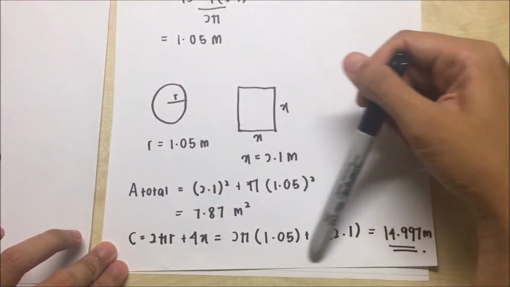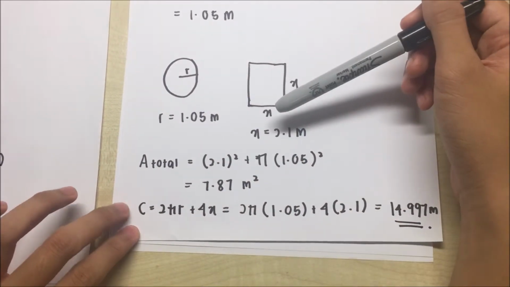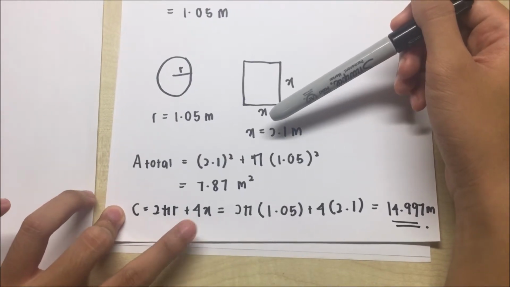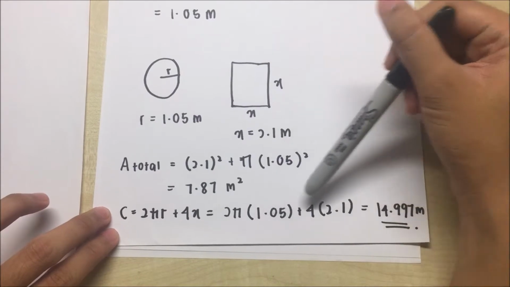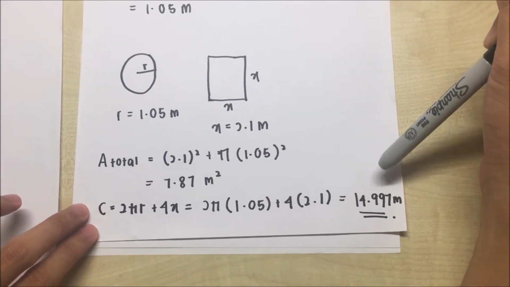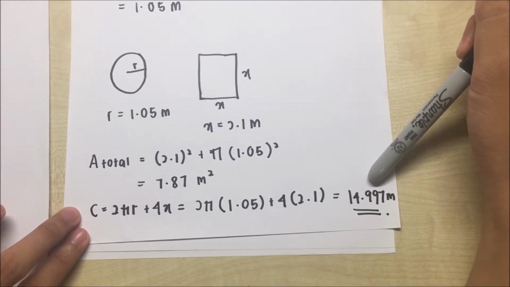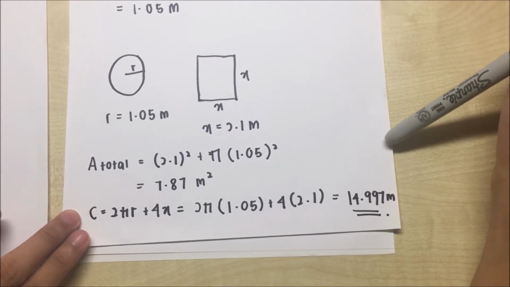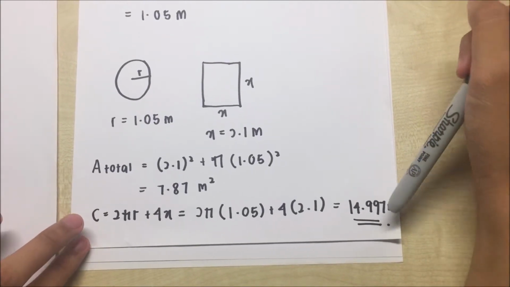This equation is for our checking. So c equal to 2 pi r plus 4x. Substitute the values of r and x, and the answer should be less than 15. So we get the answer is 14.997 meter, which is less than 15. Therefore, our answer is correct.